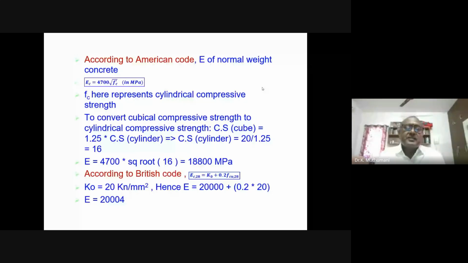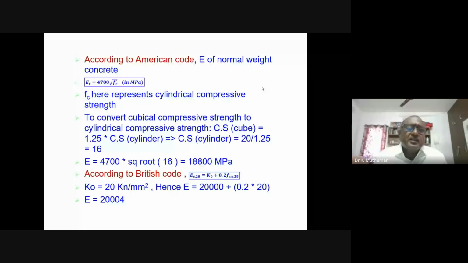Let me say that you are happy with the Ec equal to 5000 root fck, and assuming that you are considering M20. So 5000 root fck is 5000 root 20. It is only 22,360. So this is the value that you give in the computer. Everything is fine. So that is the first point I wanted to note.